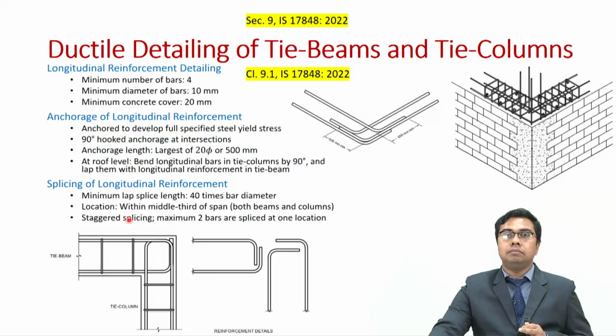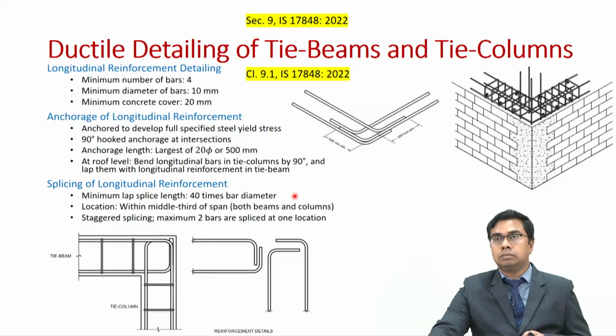Now, many times you will also need to splice these longitudinal steel bars because the steel bars are available in limited length. In that case, the minimum lap splice length shall be taken as 40 times the bar diameter. This is also lower than that considered in case of an RC frame building. How? There the splice length is also a function of bar diameter, but there it is mostly in the range of 48 to 50 times the bar diameter, commonly taken as that.